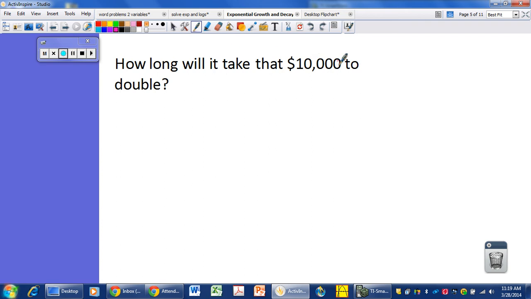How long will it take that $10,000 to double? Okay, so here we have a doubling problem. Double 10,000 is, so this is our future amount. In the future, we want to have $20,000.